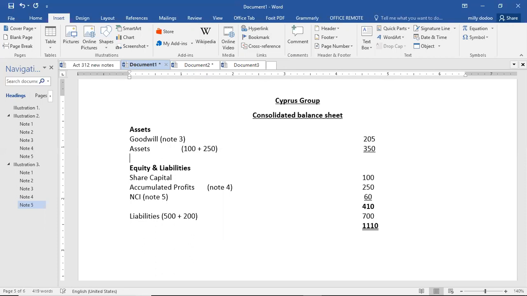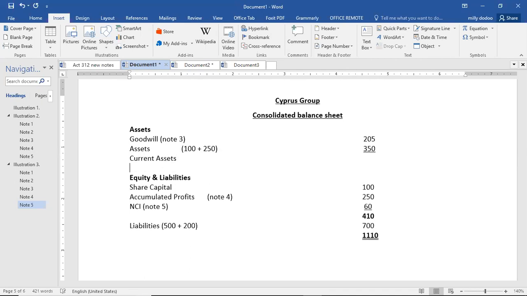So I would like to use this one. So we have current assets. So current assets, you have 300 plus 350. So 300 plus 350, I guess is 650, right? That's 650.